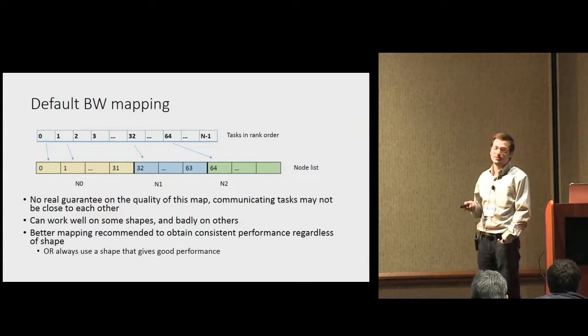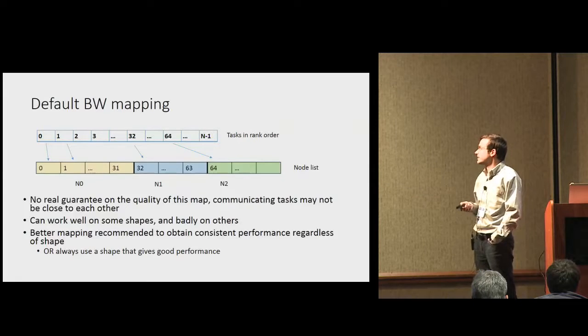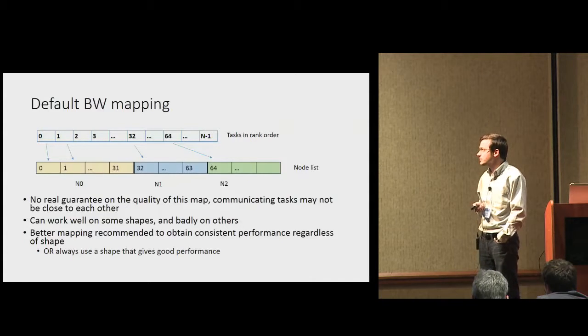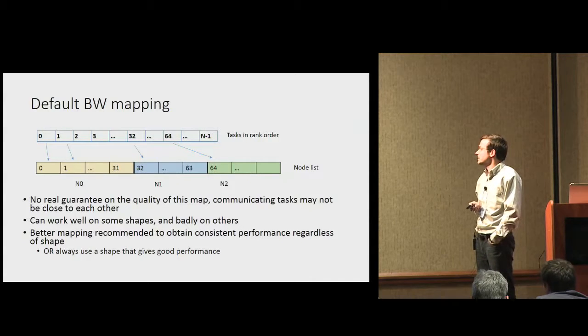So with this, there's no real guarantee that tasks that communicate are going to be close by, because it depends on the order here, and there's no actual guarantee that, for example, if this one is communicating with this one, these two nodes are going to be close. So it can depend on the shape. So there's no real guarantee.